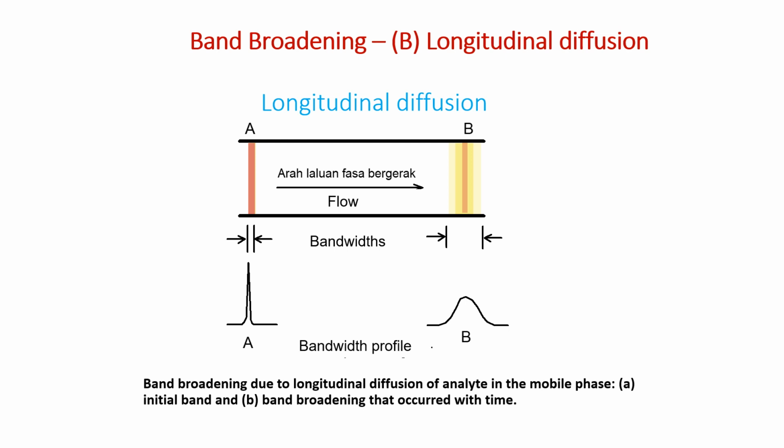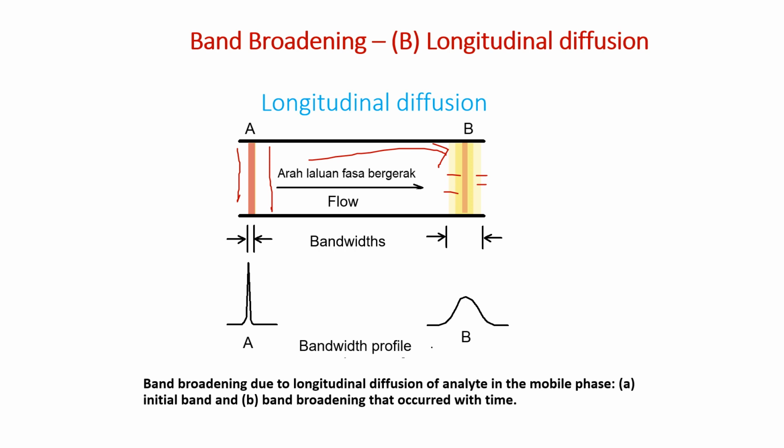Okay, the next part is the second effect, which is the longitudinal diffusion, denoted as B. Longitudinal diffusion is whereby if you have a very narrow zone over here, when it goes towards the detector, it will start to diffuse in terms of concentration by time. This is not related directly to the particles itself, but it is more related to how fast or how slow the mobile phase flows.